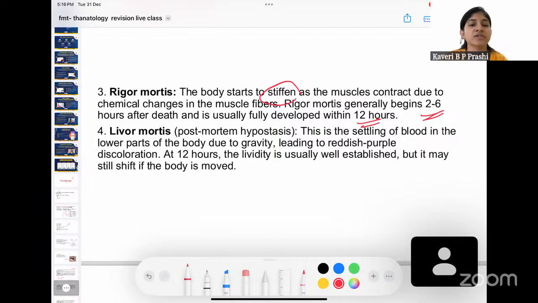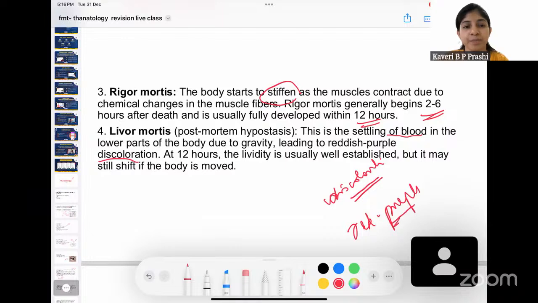So after rigor mortis or the stiffening, what is the next change? Livor mortis, which is called postmortem hypostasis. This is settling of the blood in the lower parts of the body due to gravity, leading to reddish purple discoloration. So livor basically means discoloration, and what is the color of the discoloration? It is going to be red to purple in color. At 12 hours, the lividity is usually well established, but it may still shift if the body is moved.